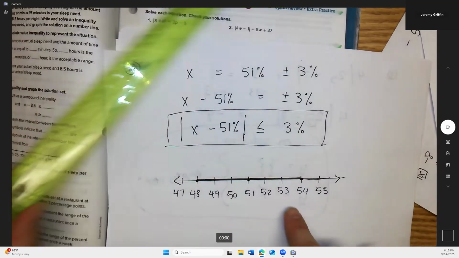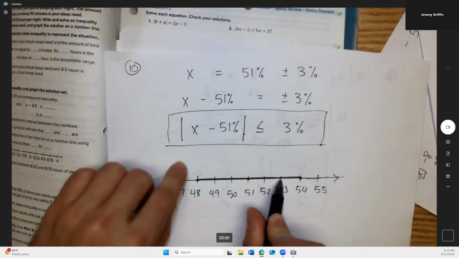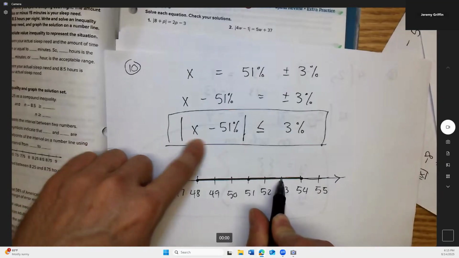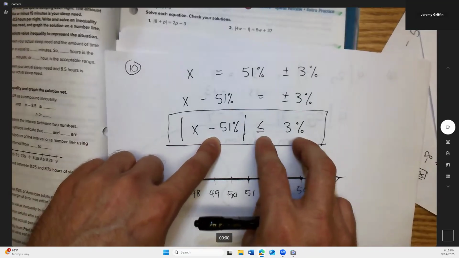Let's see, does this work? Suppose it goes to the polls and actually gets 53%. Does that agree with us? 53 minus 51, that'd be 2. So is 2 less than 3? Yeah, that works.